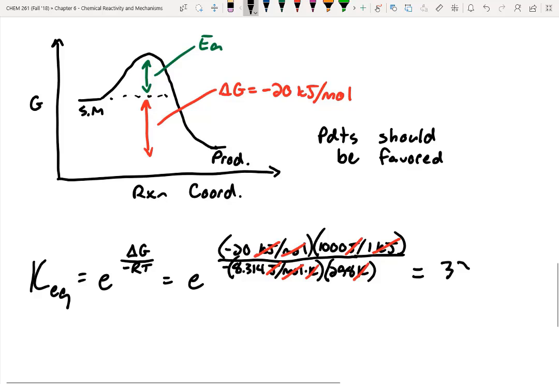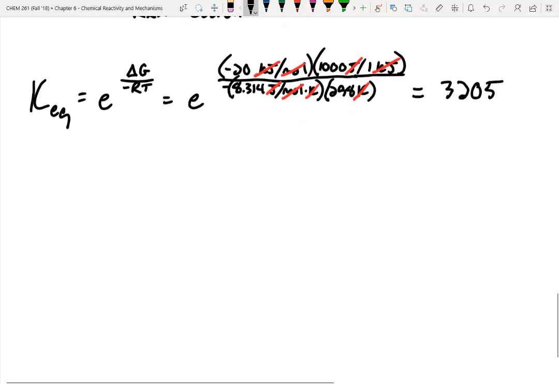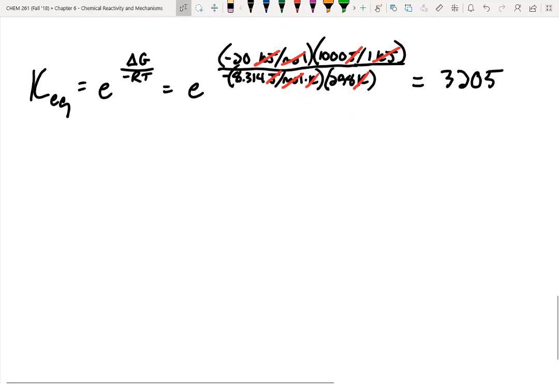All right, so we'll say 3,205 just to keep things simple. What are the units here? Nothing, right? We canceled out all our units. So we know that KEQ equals 3,205. All right, that's great, but what does that number mean? Let's parse it apart more.